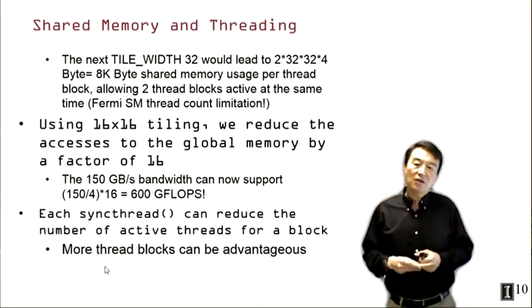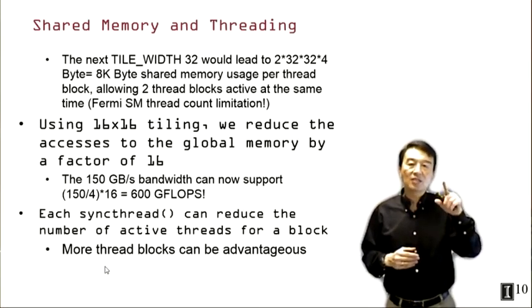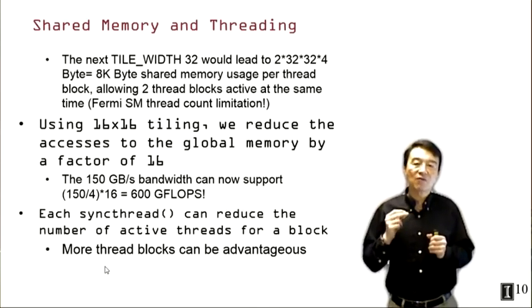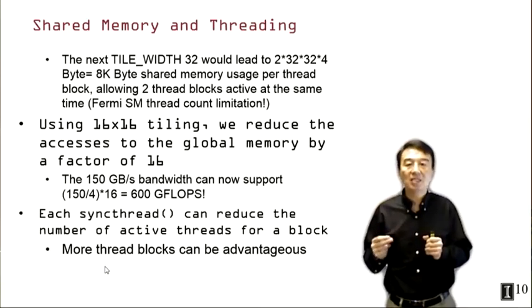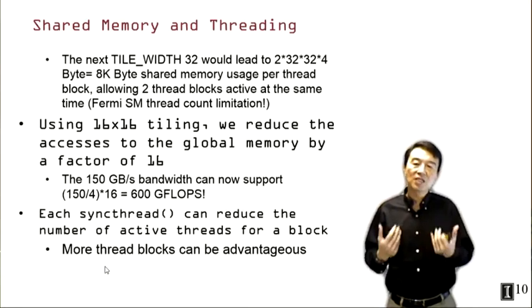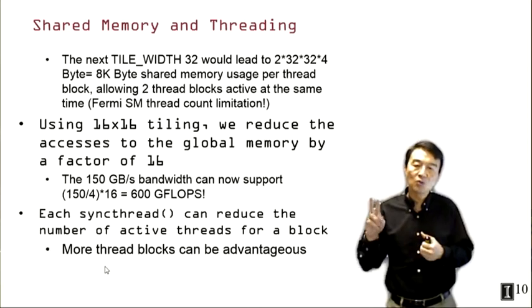So the next tile width will be 32. And this will require the use of 32 by 32 tiles, and that gives us 1,024. We need to have A and B, so that gives us 2 of them, so 2048. And then each element is 4 bytes. So this gives us a total of 8K bytes of shared memory usage per thread block. And so for 16K bytes of shared memory, this would give us up to 2 thread blocks.